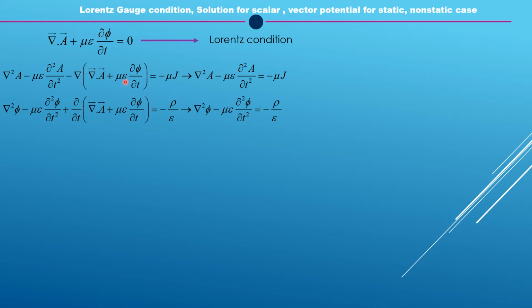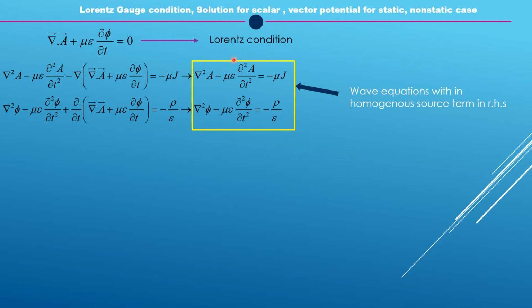So these are the field equations. I again write it for your convenience. On the right hand side there is a source term. This is J, current density. This is rho, charge density. So with the value of this term being 0, what can you get? Grad square A and these two terms for the Maxwell's field equation. This is actually the wave equation with an inhomogeneous term.